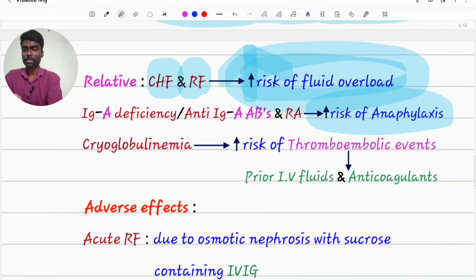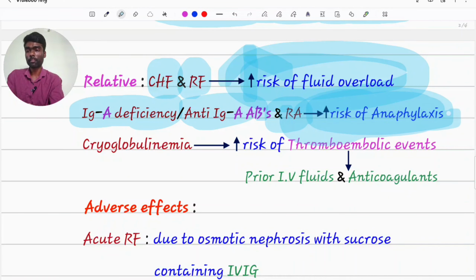If a patient has IgA deficiency or anti-IgA antibodies, or rheumatoid arthritis, he will be more prone to increased risk of anaphylaxis. What all will be there in anaphylaxis? We all know. Cryoglobulinemia: as I already told you, it increases the risk of thromboembolic events.